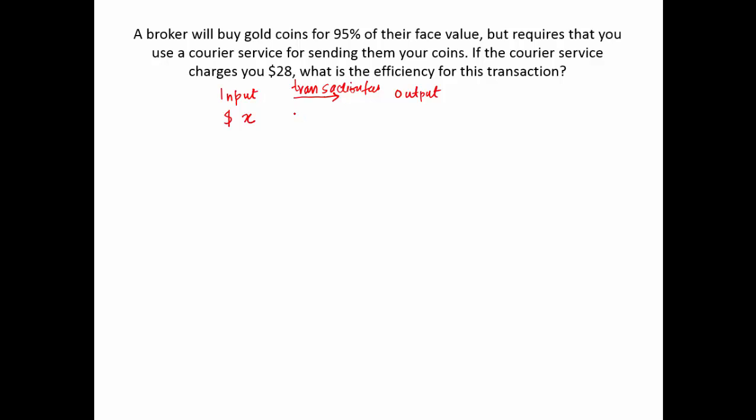The transaction fees are in two forms. We have the broker fees and we have the courier fees. Our output for this example, let's say, is one gold coin that weighs 1 ounce of gold. And from our exchange rate, we know that that's equal to $1,260.